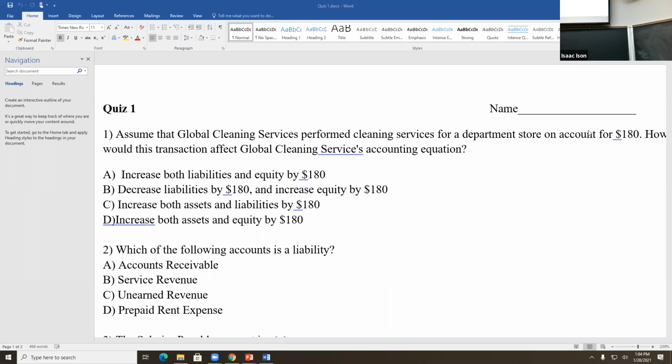So then we just go through and look at that. Liabilities, no, we don't have an obligation. So really, we don't need to do anything with liabilities. Increase both assets and liabilities, no, right? Increase both assets and equity, yeah. So B is the correct answer.